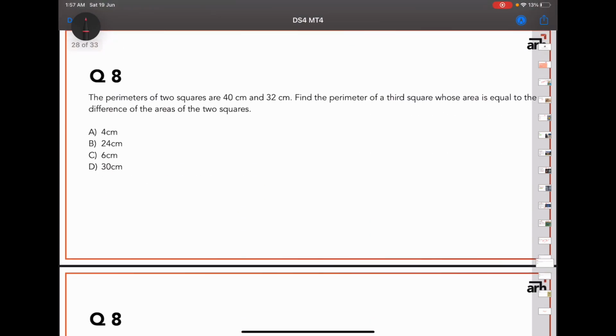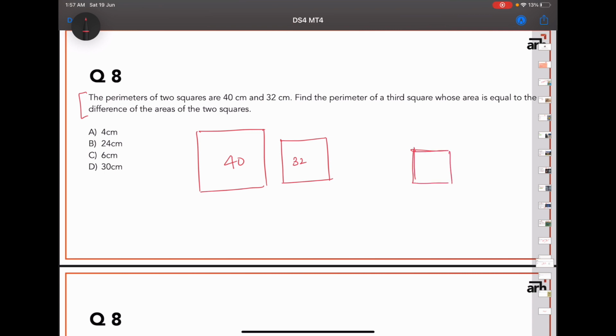Then you have question number 8. Now this question I'll read it out for you. The perimeters of two squares are 40 centimeter and 32 centimeters. Find the perimeter of a third square whose area is equal to the difference of the areas of two squares. Now you have to understand this question, right? Let's say you have two squares. इसका perimeter है 40 and इसका perimeter है 32, right? Now there is another square whose area is equal to the difference of the area.